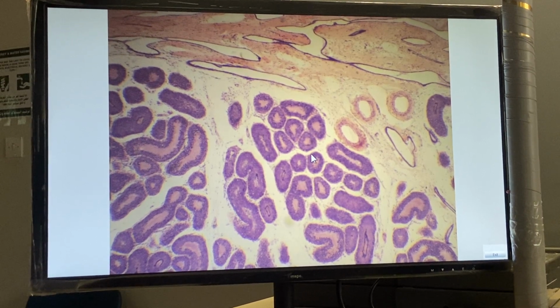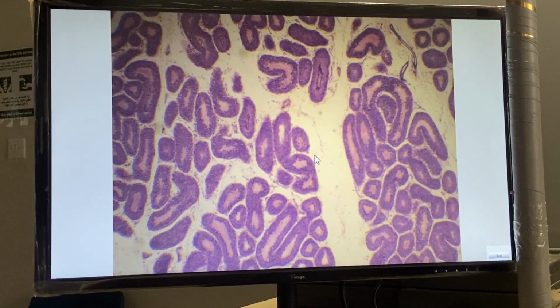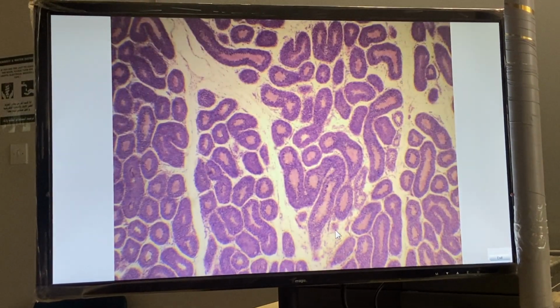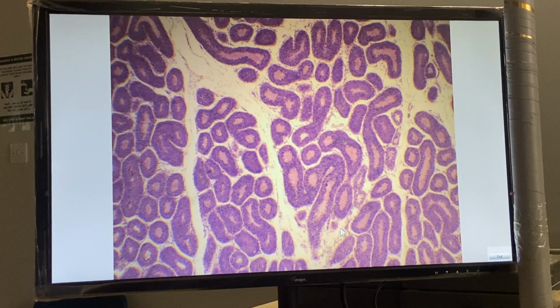Between the seminiferous tubules, we can see the interstitial tissue with interstitial cells, or Leydig cells.